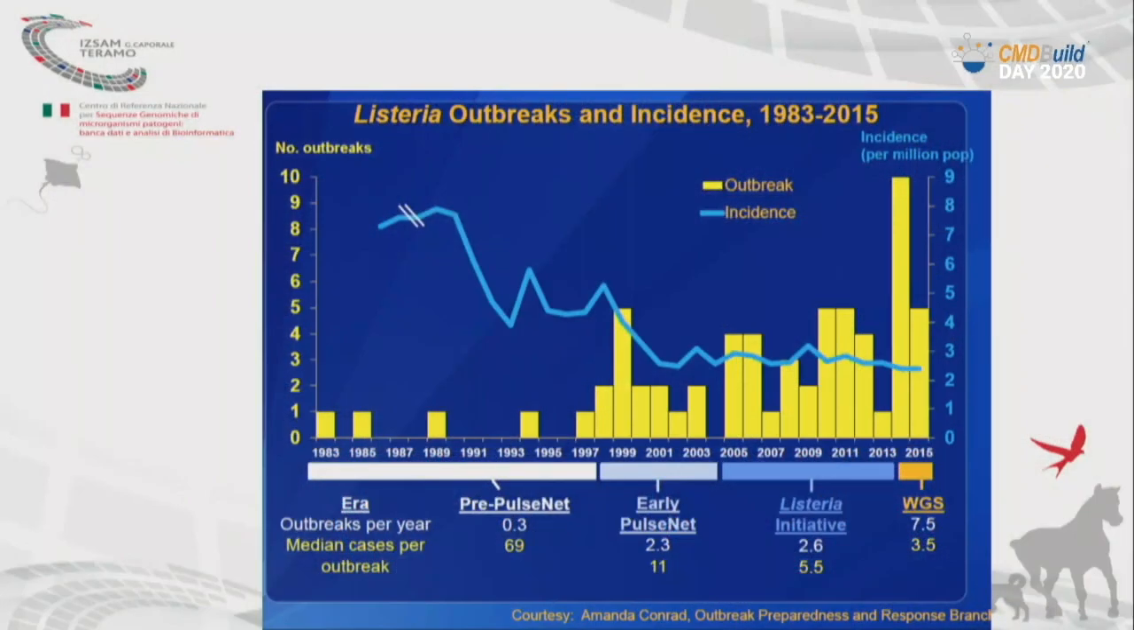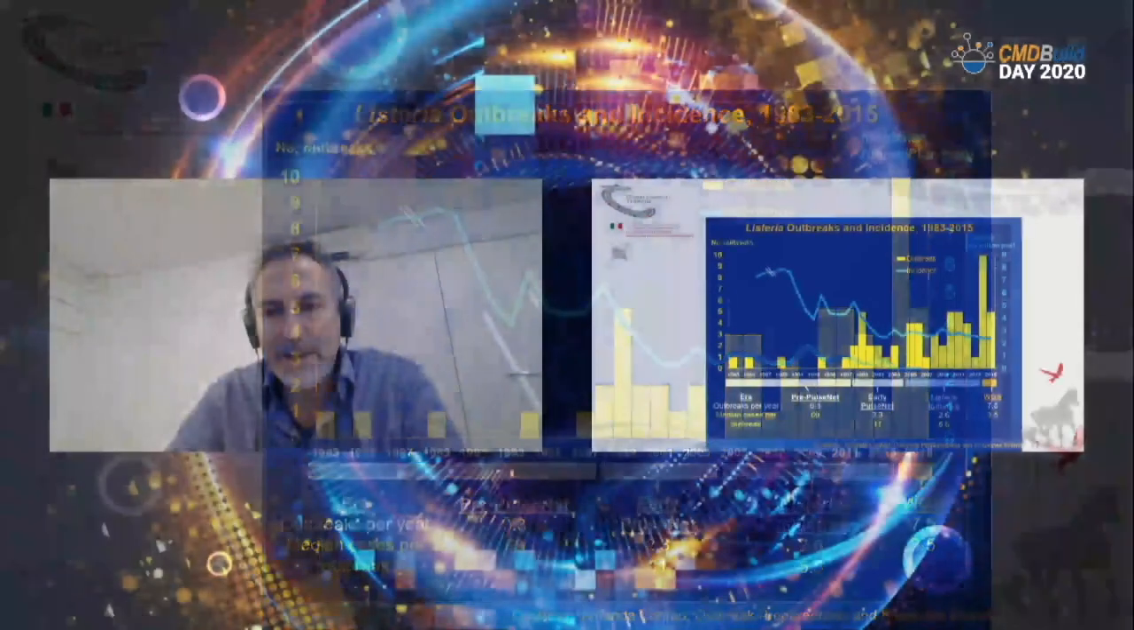Using next generation sequencing and epidemiological activities like the one illustrated, it has been proved possible to have a higher level of outbreaks discovered. And as you can see from the yellow bars, on the contrary, we have fewer people involved, fewer people sick. So we are able to find more outbreaks and to have fewer people sick. Next slide, please.